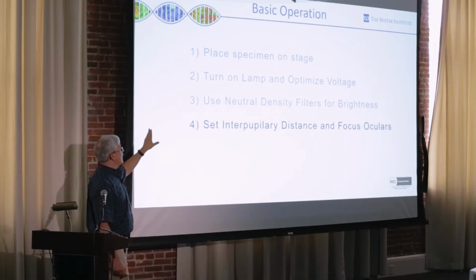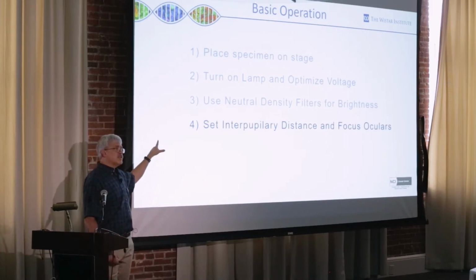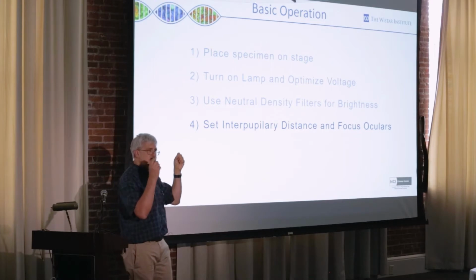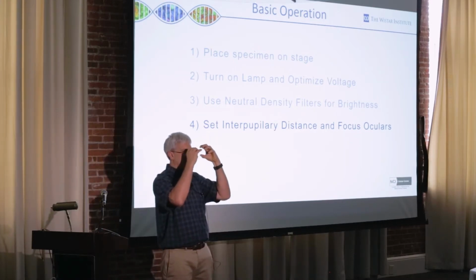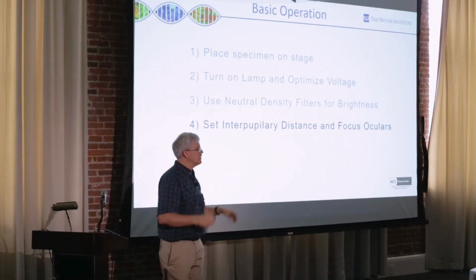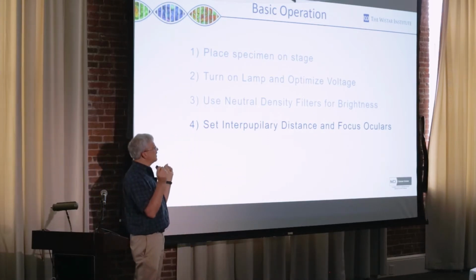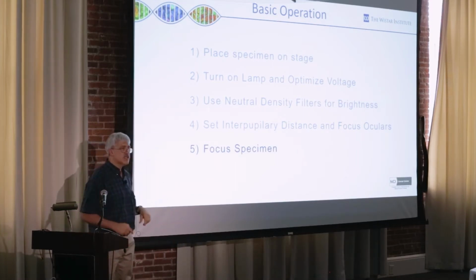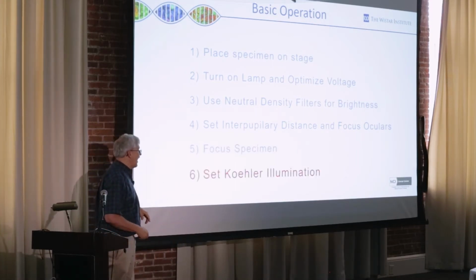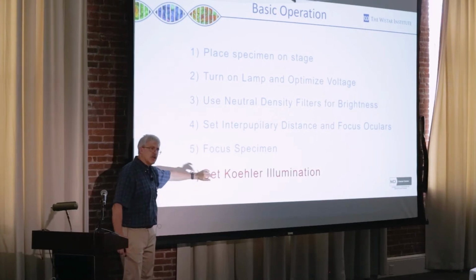All right. I didn't mention before, but the oculars generally have an inner pupil area adjustment, because some of us have eyes that are over here and some of us have eyes that are here, so you can adjust that as you're looking through. So adjust your inner pupil distance and focus the oculars to what you think is correct. Then focus your specimen. Fairly straightforward. And then there's the biggie: set Kohler illumination.